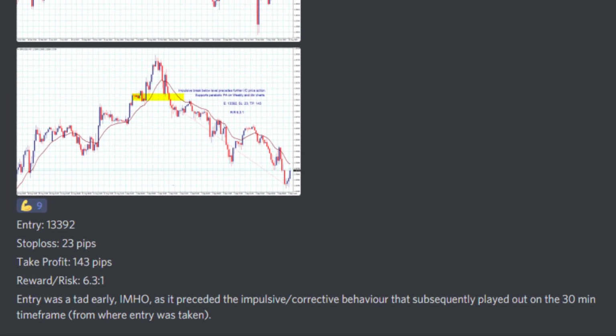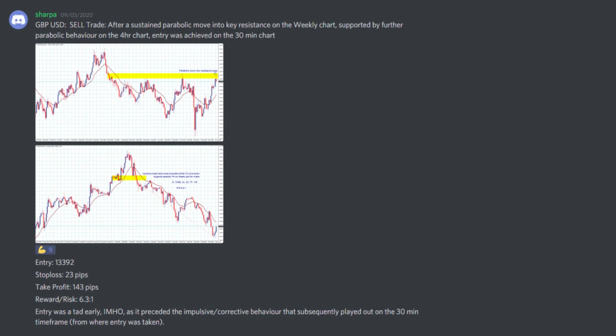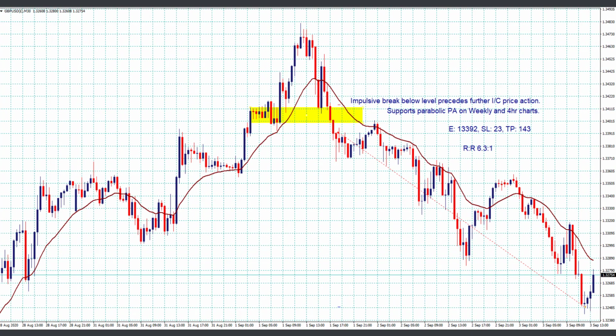And there's a remark here that he writes in his post, which is that the entry was a tad early in my opinion, as it preceded impulsive corrective behavior that subsequently played out on the 30-minute time frame. And we will have a look at that and see what he means by that towards the middle end of this video. And looking at this broker chart here, you can clearly see where he got in, his entry here. His stop loss is the little red line here, and you can see also where he took profit here.